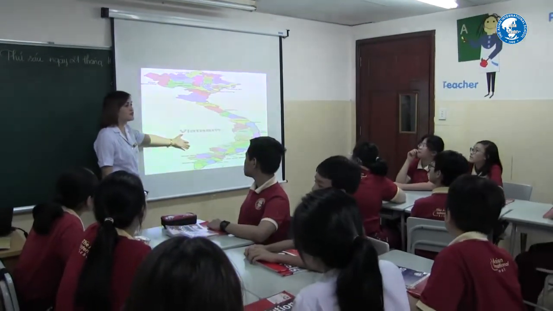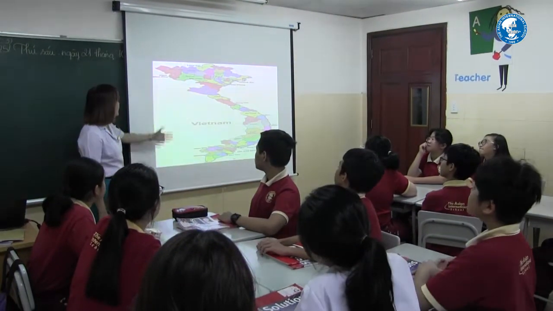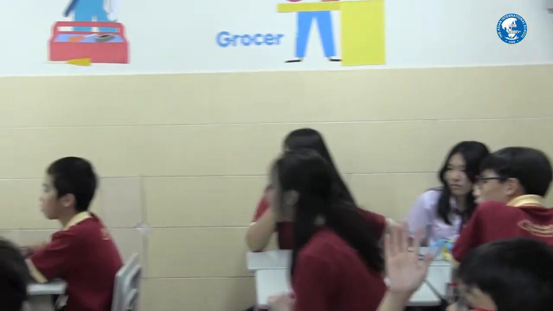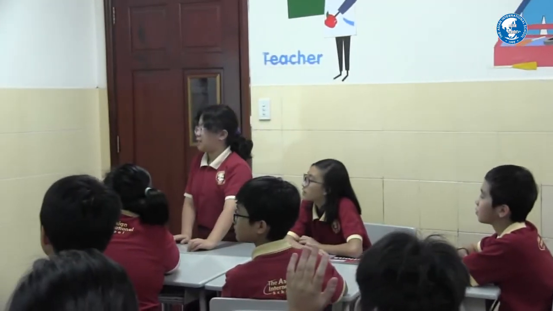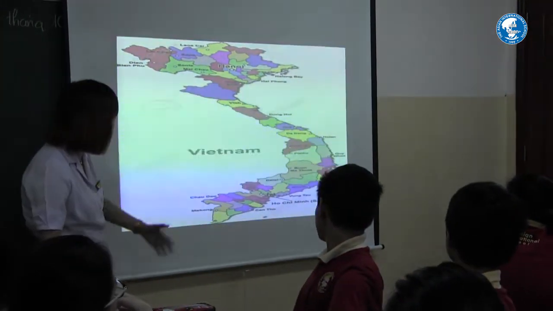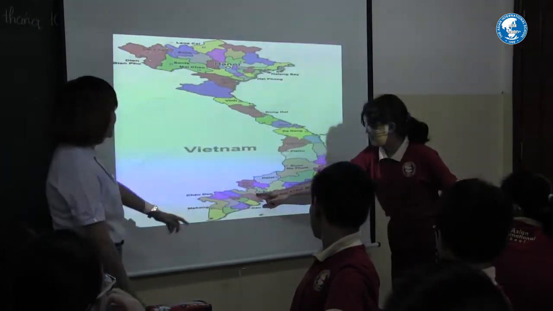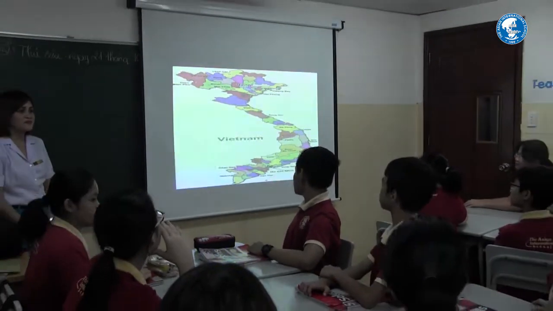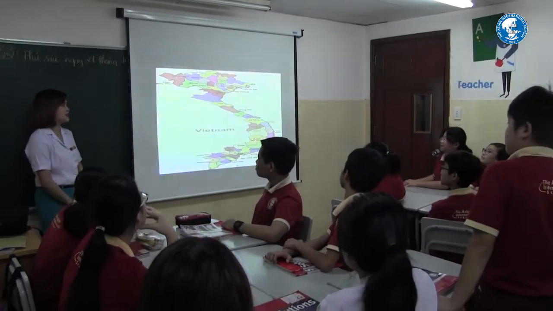This is a map of Vietnam. Can you name some of the places that you can see here? Hanoi. Okay, Hanoi is the capital of Vietnam. What else? Da Nang. Ho Chi Minh City. Where is Ho Chi Minh? I can see it. Can you come here and check it? Okay, this is Ho Chi Minh City. Last one. I can see Da Nang. You can see Da Lat.